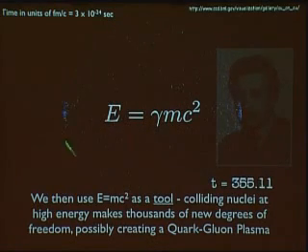And so, like I said, this is in some sense a real-world example of turning energy into mass. You've actually traded the very fast nuclei into much slower particles of other types.